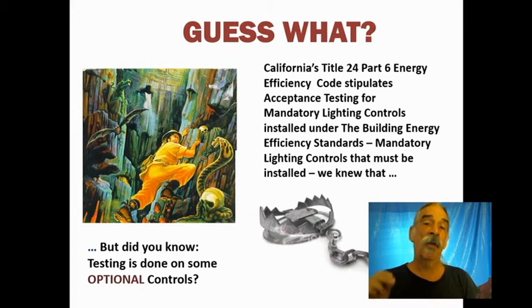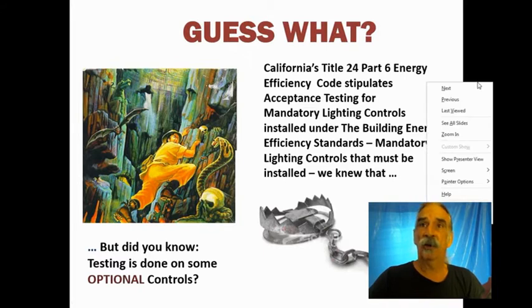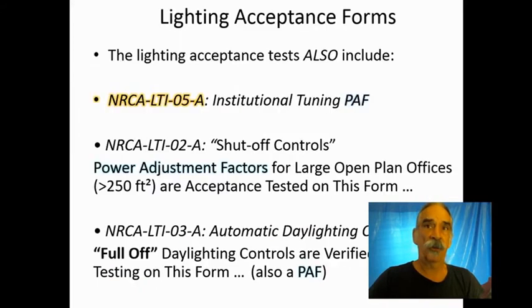And this is one that they are already familiar with, the acceptance test technicians, because it is the large open office power adjustment factor, which was previously an optional control, but is now going to be a prescriptive control for offices that meet their definition of large open office.